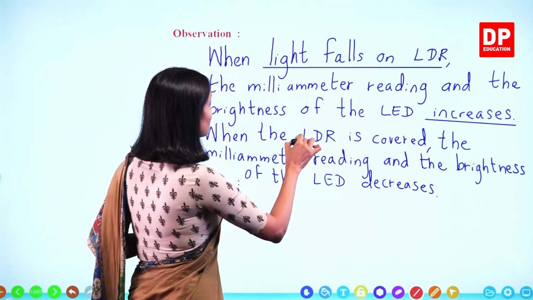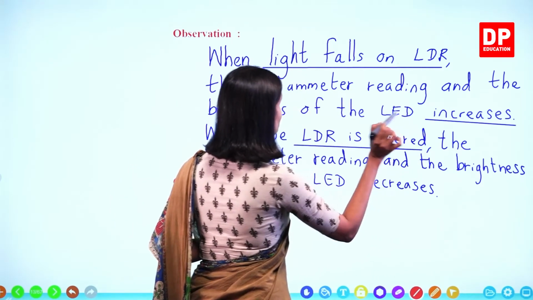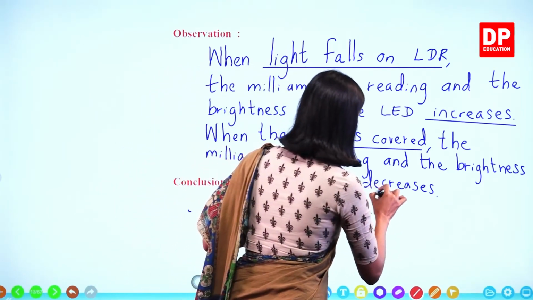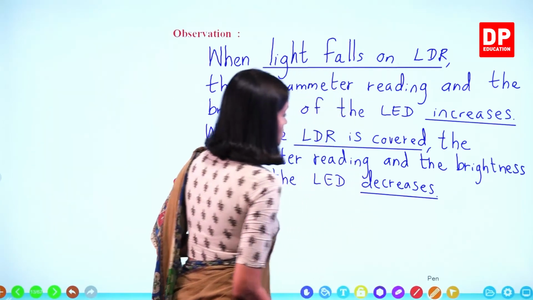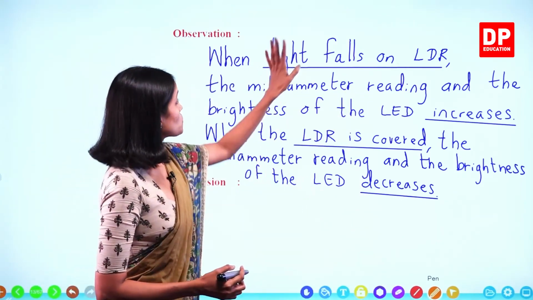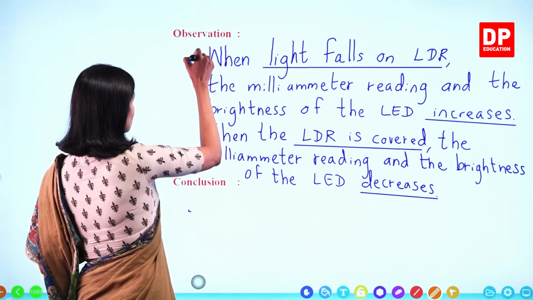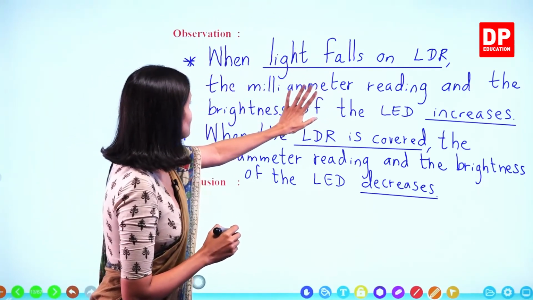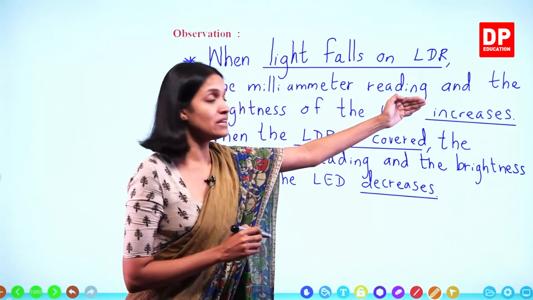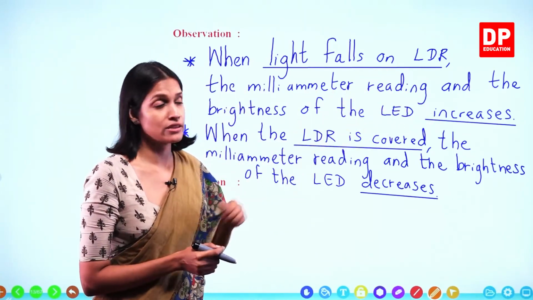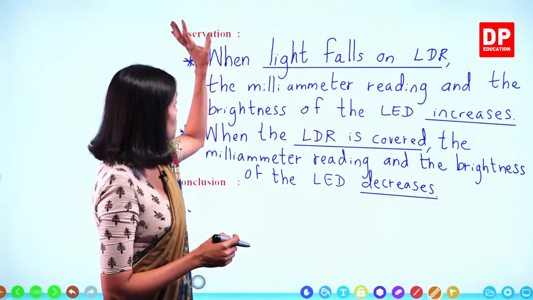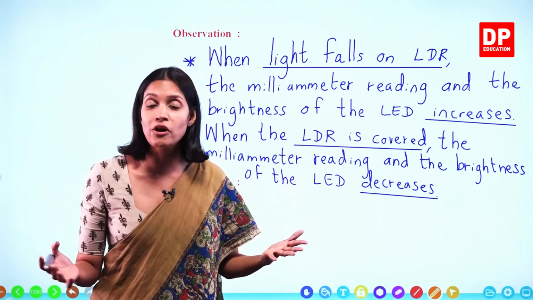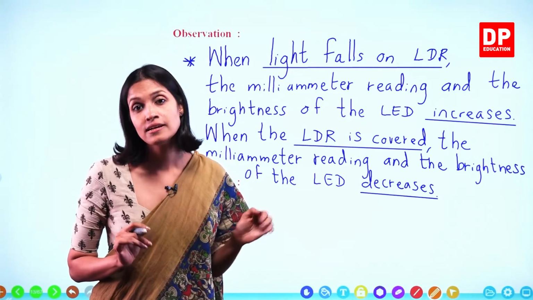When the LDR is covered, the milliammeter reading and the brightness of the LED decreases, right? So how to write the conclusion? In the first instance, we'll write 2 points here. The milliammeter reading and the brightness of the LED increases with more amount of electric current. Therefore, we can come to a conclusion that, so what happens when light falls on LDR? Its resistance reduces, which means more amount of electric current flows through the circuit, right?